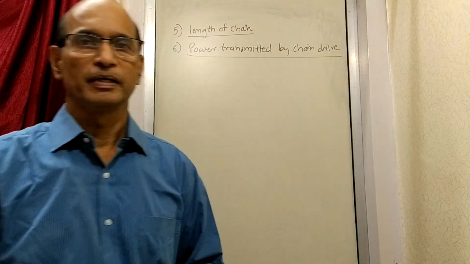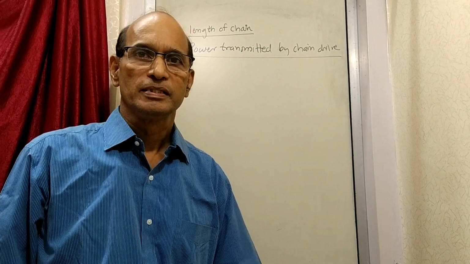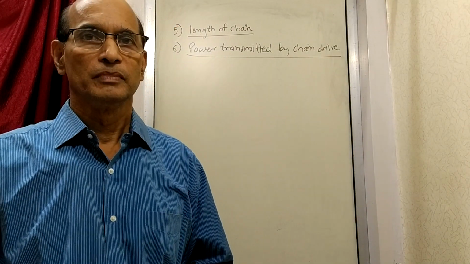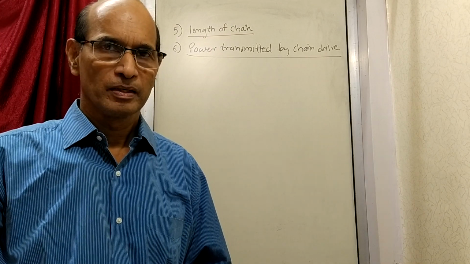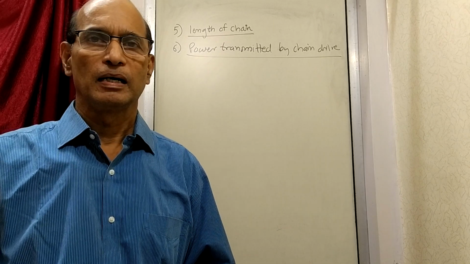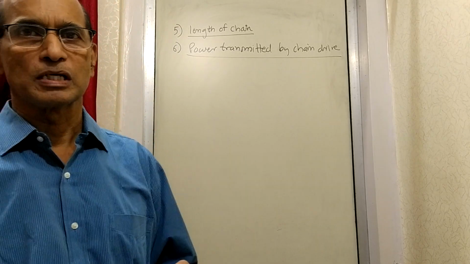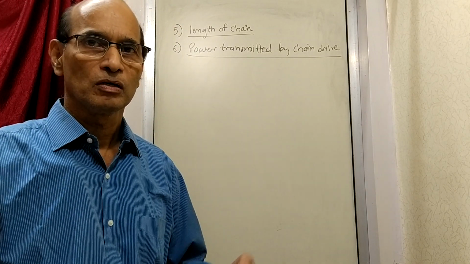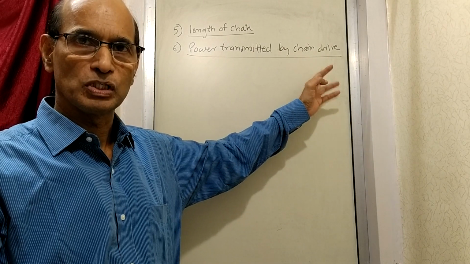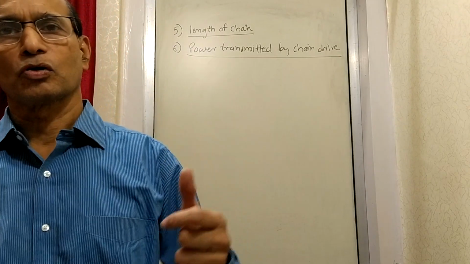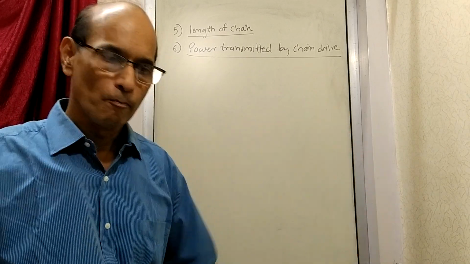Next point is power transmitted by chain drive. Now write down here: power transmitted by chain drive is generally higher than what can be transmitted by belt drive, due to sturdy metallic construction of a chain. That means the chain is normally of metal, very strong, very sturdy. So obviously it can transmit a higher amount of power as compared to a belt drive.